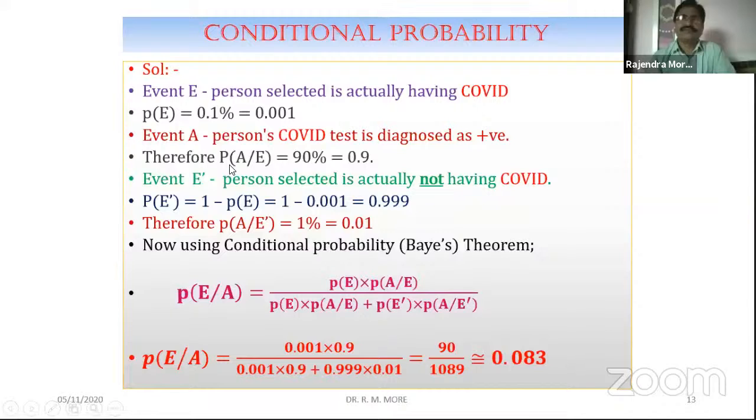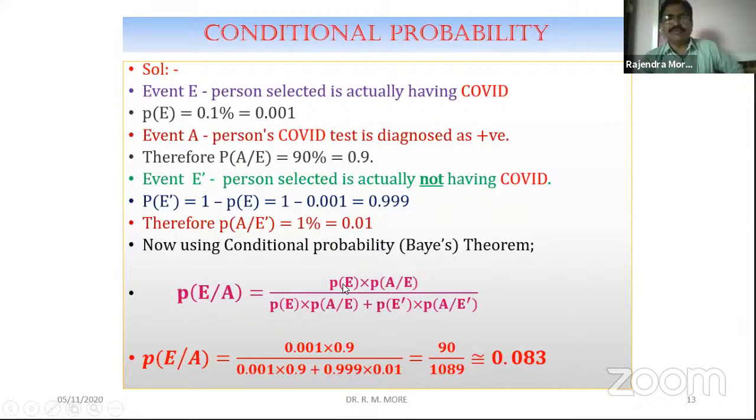Now event E dash: the person selected is not COVID positive. Then what is the probability of such persons? P(E dash) we denote as 1 minus P(E). P(E) means persons who actually have COVID and the remaining do not have COVID, so of course it will be 99.9%. That figure is given, but we are still making this calculation. Therefore, probability of A given E dash is 1%, that is 0.01. And then, what is the probability of E given A?